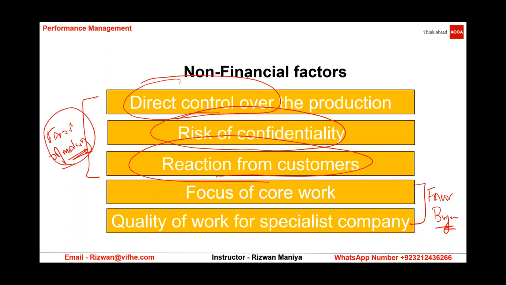So let's see what it says. Focus on core work. Yeah, focus on core work. Now, this is in favor of buying. I want to make notes and teach. So if my focus is on making notes, I will not be able to teach properly.